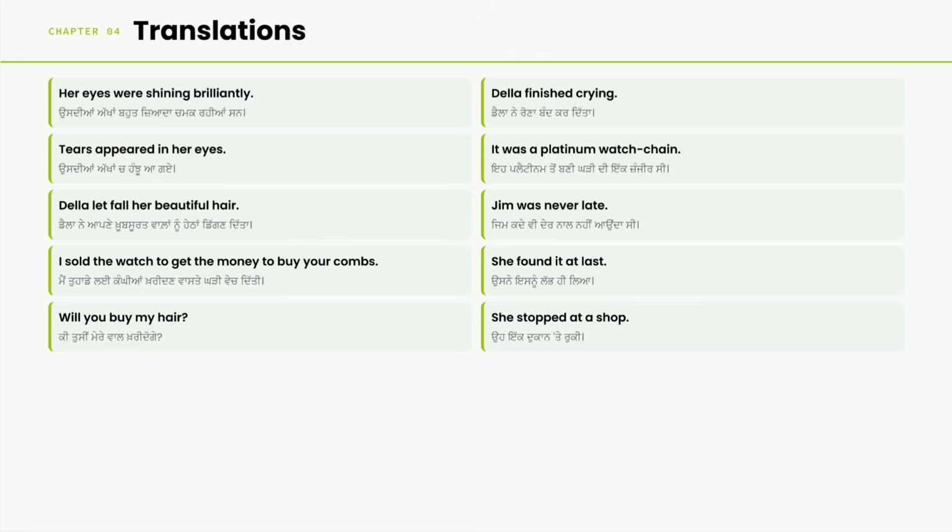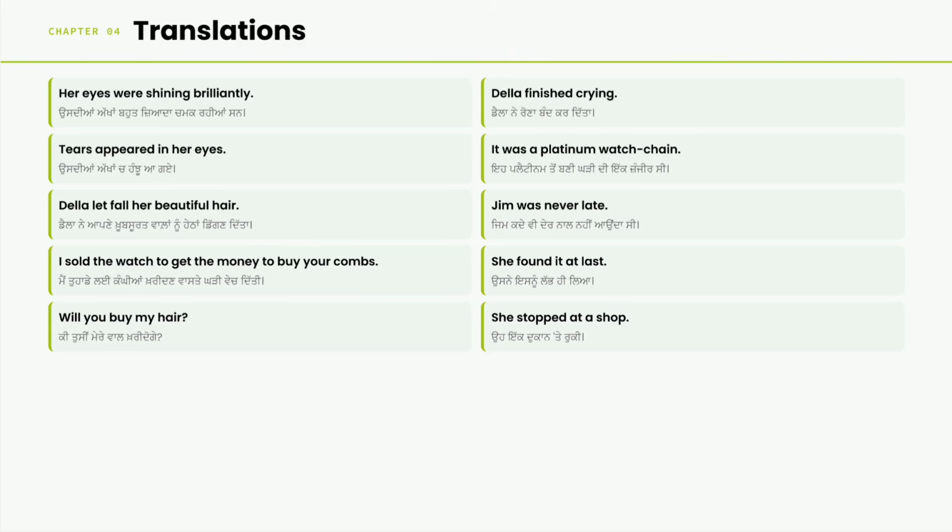Translations from chapter 4. Sentence 1. Her eyes were shining brilliantly. Translation. Sentence 2. Tears appeared in her eyes. Translation. Sentence 3. Della let fall her beautiful hair. Translation.